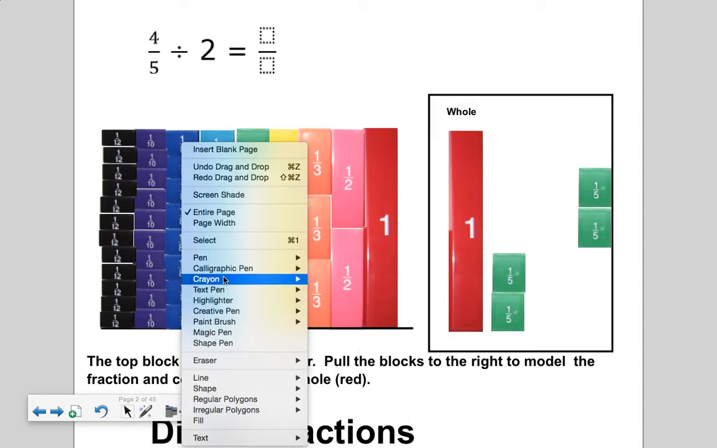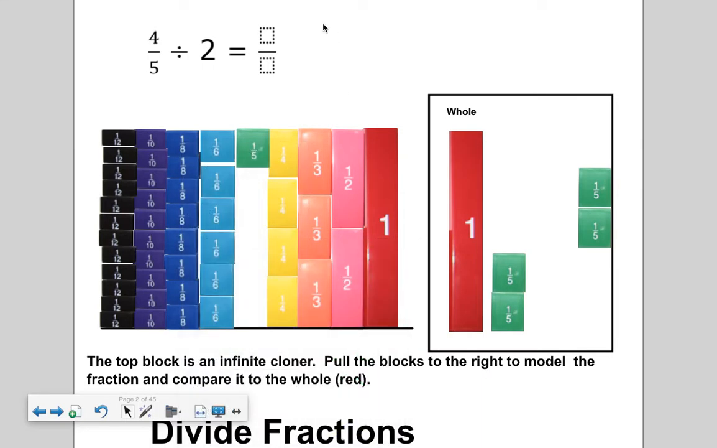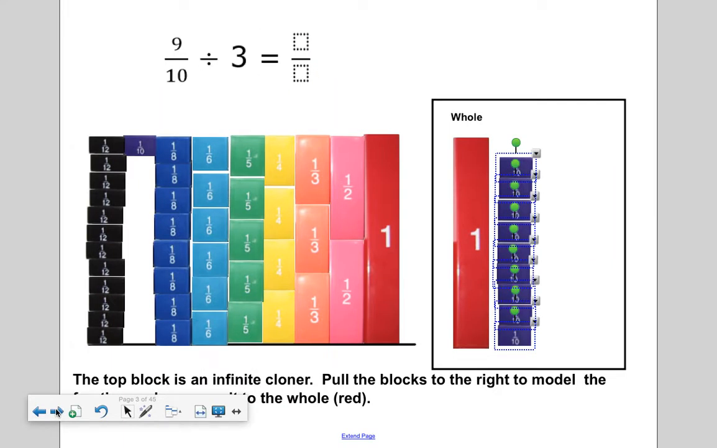How could I have gotten that answer without using a pictorial model? In a previous lesson, we talked about how you keep the number and you multiply by its reciprocal. So change that division to a multiply. And what's the reciprocal of 2? 1 over 2. So if you multiply the numerators, you get 4, and then multiply the denominators, you get 10, 4/10. That simplifies to 2/5. Let's look at our next example.